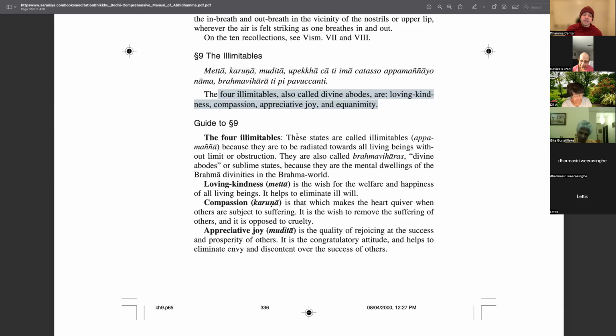So loving kindness and karuna are two qualities, and then mudita, appreciative joy, is a quality of rejoicing at the success and prosperity of others. It is the congratulatory attitude and helps to eliminate envy and discontent over the success of others. This is the happiness that arises at the sight or the knowing of others' success and happiness. That feeling.